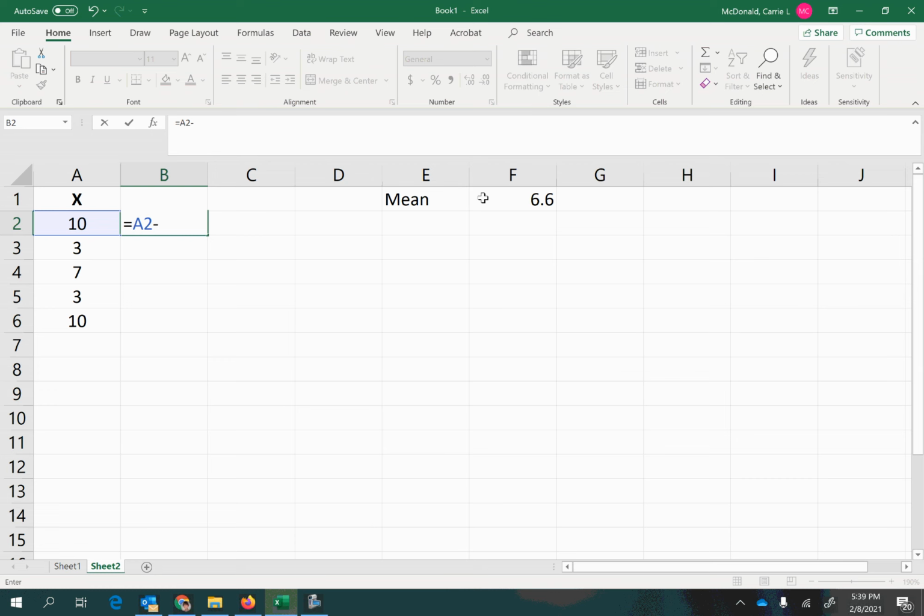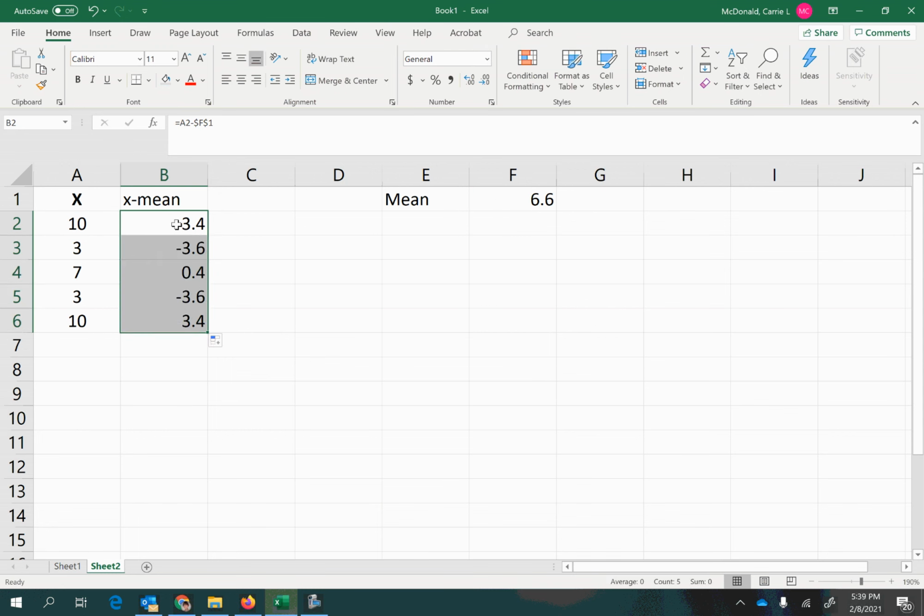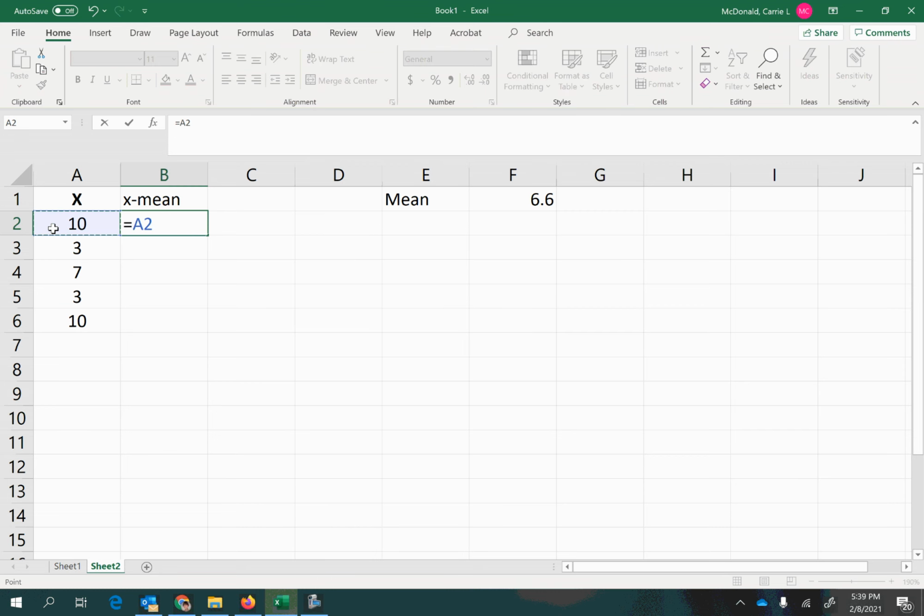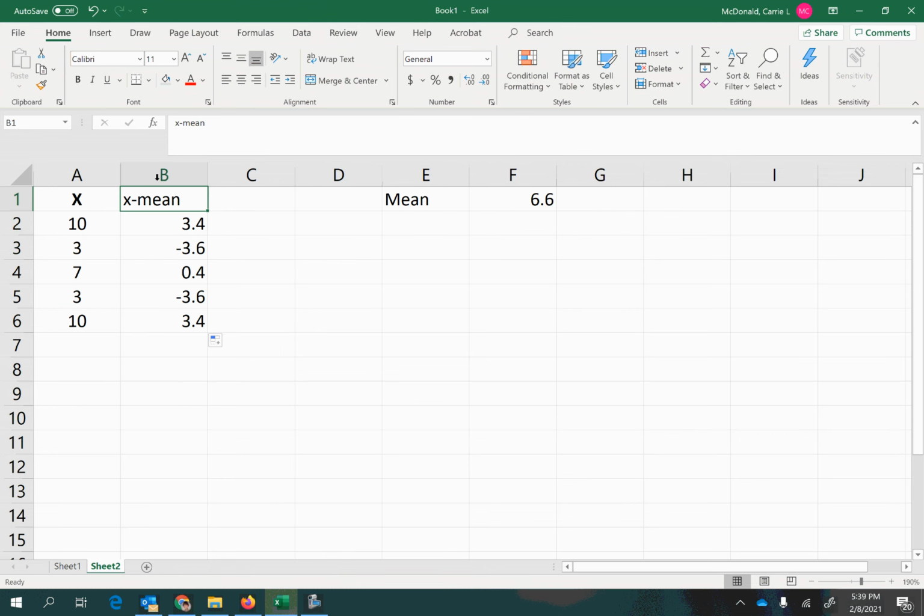Now you can be fancy and do an absolute reference where you put dollar signs in front of the column and row references for this cell, so it will be pinned in place, and then copy it down like that. Or if that's too fancy for you, you can simply do equals x minus and then just type in the value 6.6 and copy that down. So now we have our differences. These are the deviations, how far each of these x values lies from the mean.